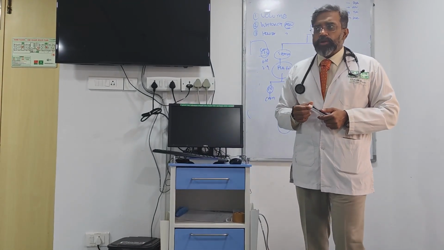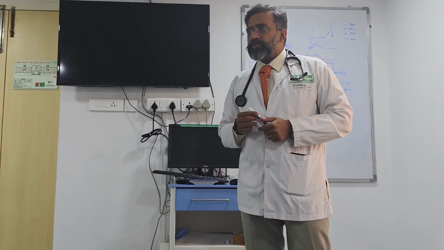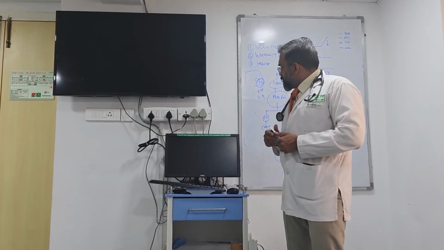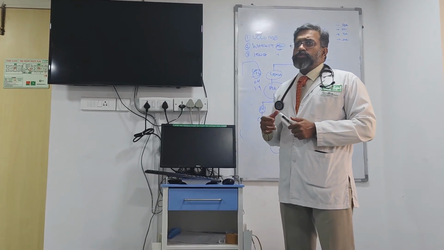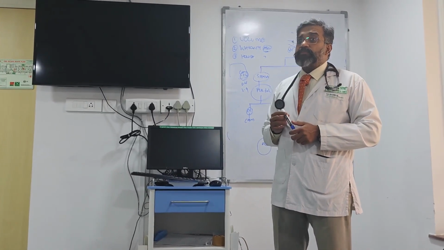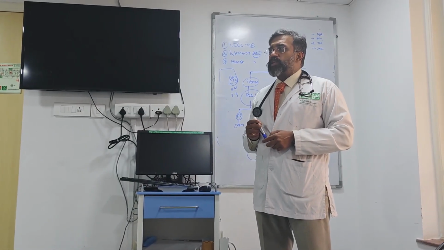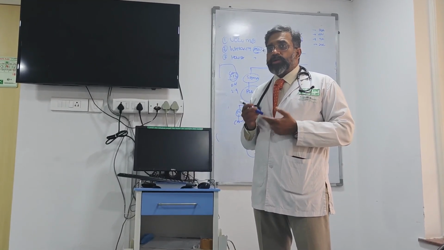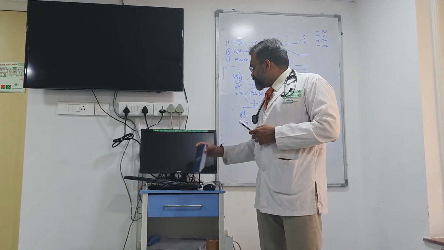Clear? Clear on PLR? Any queries on PLR yet? Okay, so this is about spontaneously breathing individuals. Sometimes you may also hear something called IVC collapsibility and distensibility index. Now what is that? Any idea what that is?